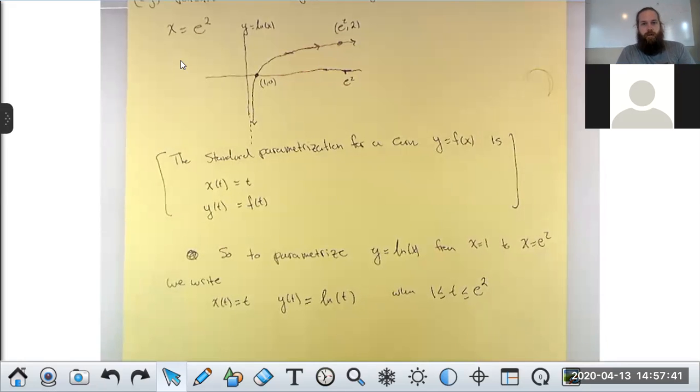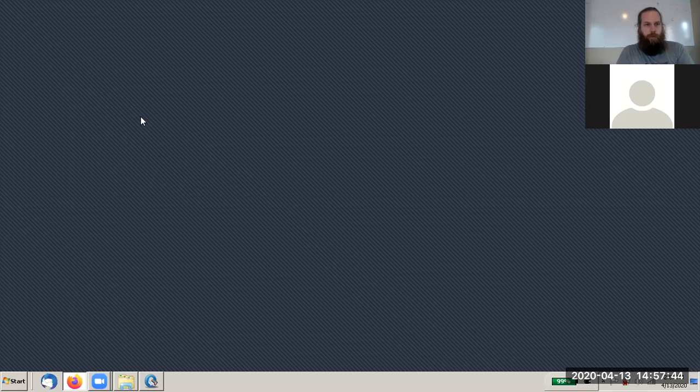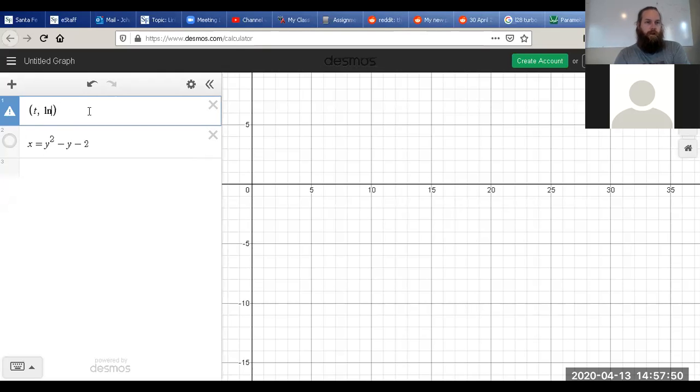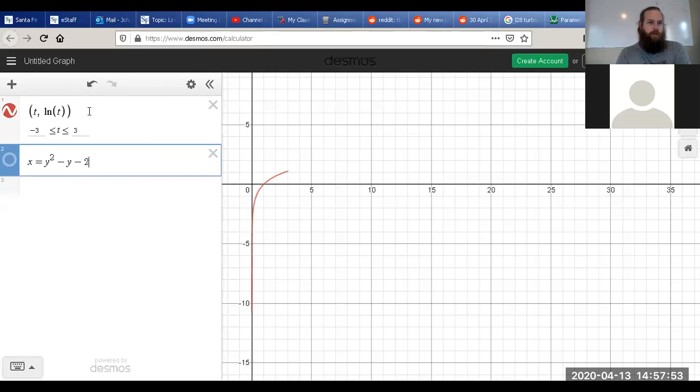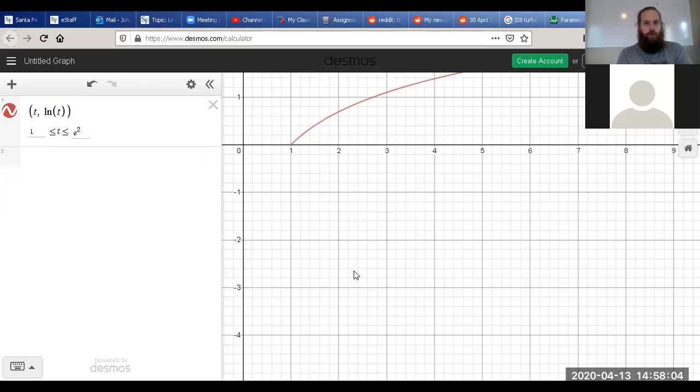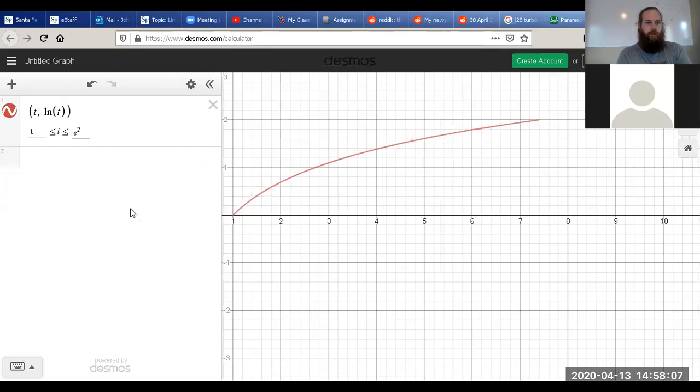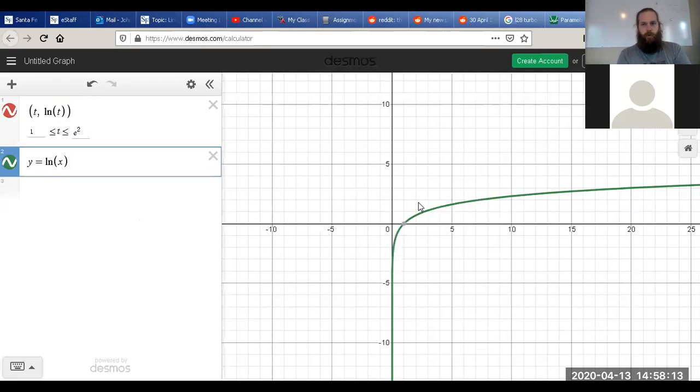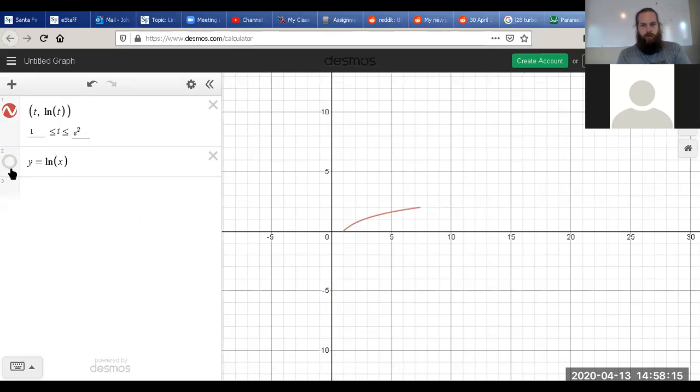And if you want to check, we can bring Desmos back. I can graph t comma ln t, where t is allowed to run from 1 to e squared. Right? And just like we wanted, we see this portion of that curve. If I graph y equals ln x, you see that that's the same curve, just that the parametrization only gives us the portion that we said we wanted, the portion from x equals 1 to e squared.